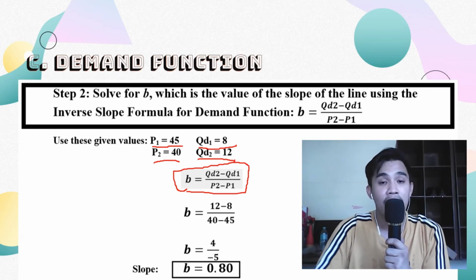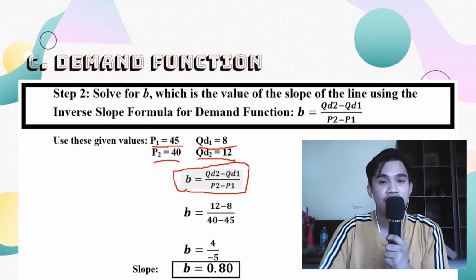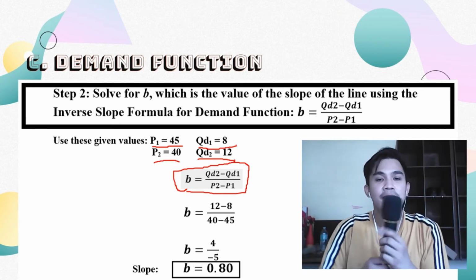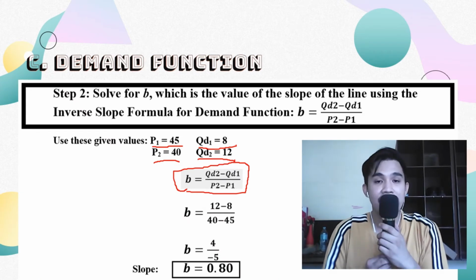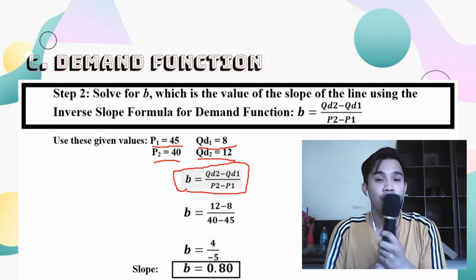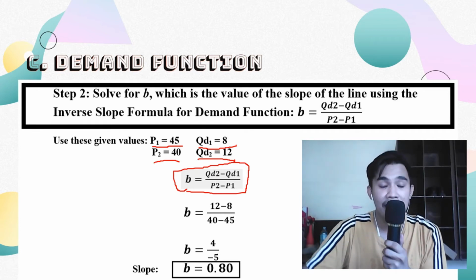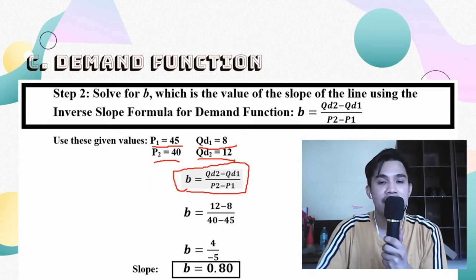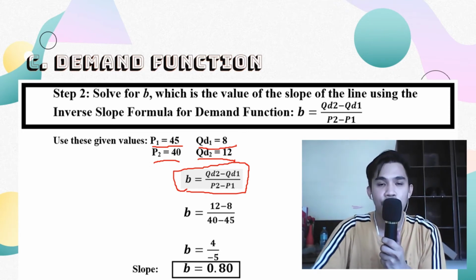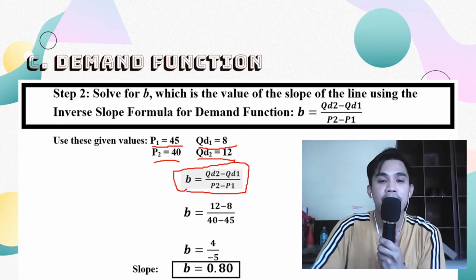So this time, let us substitute the values in our formula. So what is our QD sub 2? So the value of our QD sub 2 is 12, and our QD sub 1 is 8. Mangyayari, magiging 12 minus 8 kasi QD sub 2 minus QD sub 1. So sa baba naman tayo, over P sub 2 minus P sub 1. So what is the value of your P sub 2? That is 40. The value of your P sub 1, that is 45. So you're going to write it as 40 minus 45. So we already substituted all the values in our formula.